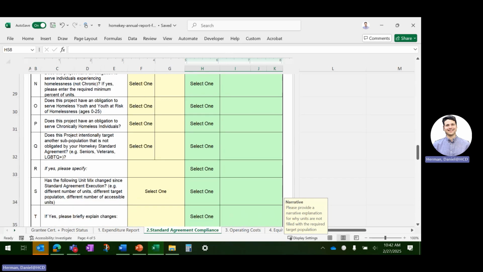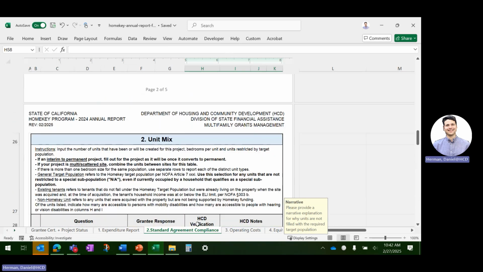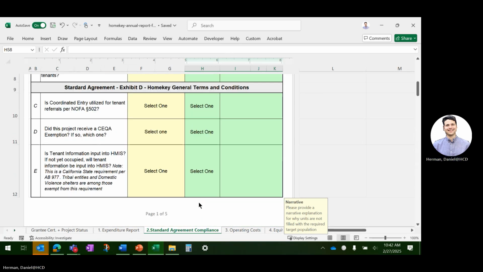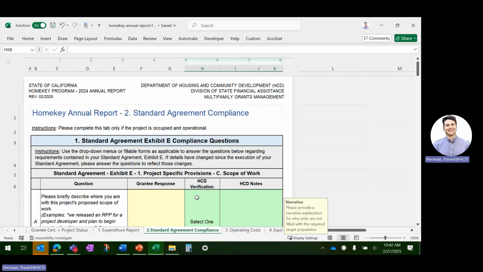So overall, that is the standard agreement compliance tab. If you still have any questions, please reach out to your assigned grant management representative and they'll be happy to assist you. You may also view the other videos regarding the other tabs if you have questions in those sections.